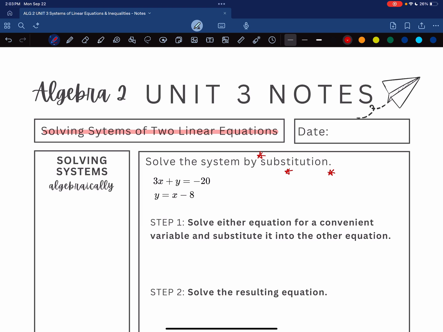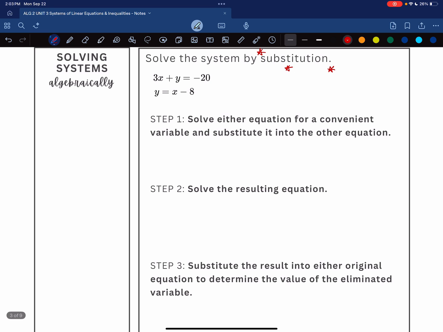So when you are solving by substitution, it's usually because your equations are not already in a nice graphing format, but one of them is ready, perhaps, so that you can quickly substitute. So step number 1, you're going to solve either equation for a convenient variable and substitute it into the other equation. Notice here that y is already solved for. I'm going to take this expression and substitute that in my other equation for y. I'm going to replace y with what it is equal to.